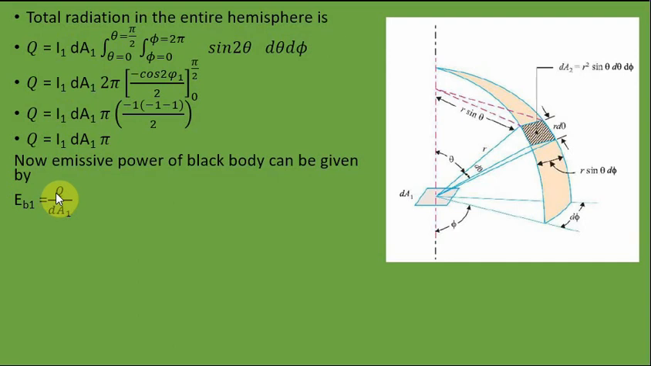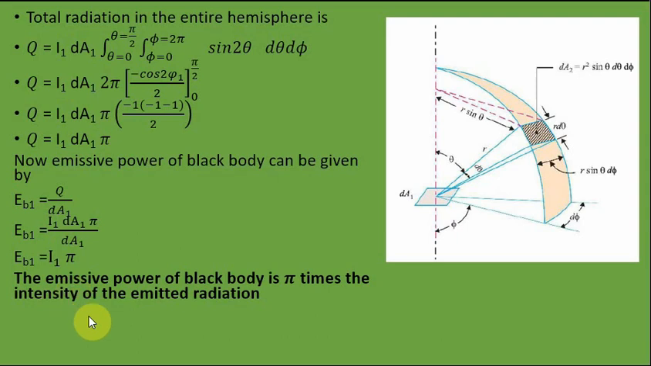Q is the radiated energy, dA1 is its area. So the emissive power of that black body, EB1, is equal to Q by dA1. Substituting the value from this equation, dA1 and dA1 will get cancelled. Finally we get EB1 is equal to I1 pi. That is, the emissive power of a black body is pi times the intensity of emitted radiation.